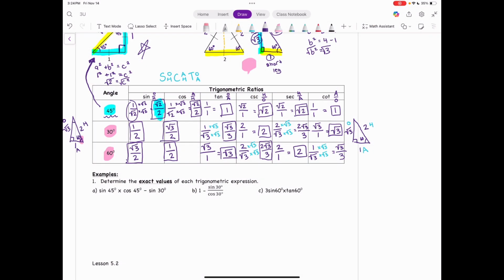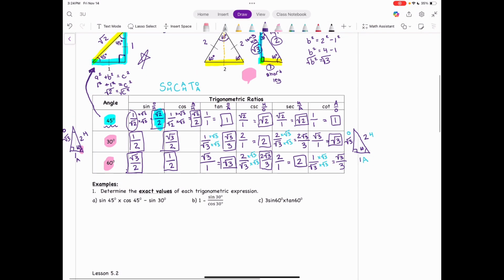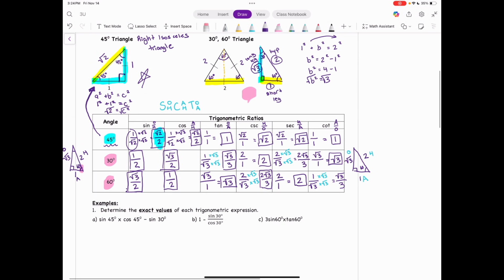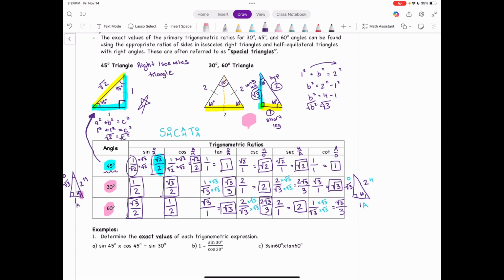So grade 11s, these ratios, like this table, will not be given to you. You have to memorize the two special triangles, the 45-degree angle triangle and the 60-30 degree special triangle, in order to figure out what the exact values of sine, cosine, tangent, whatever, is at that angle. Okay, so just the 45, 30, and 60 special triangles.